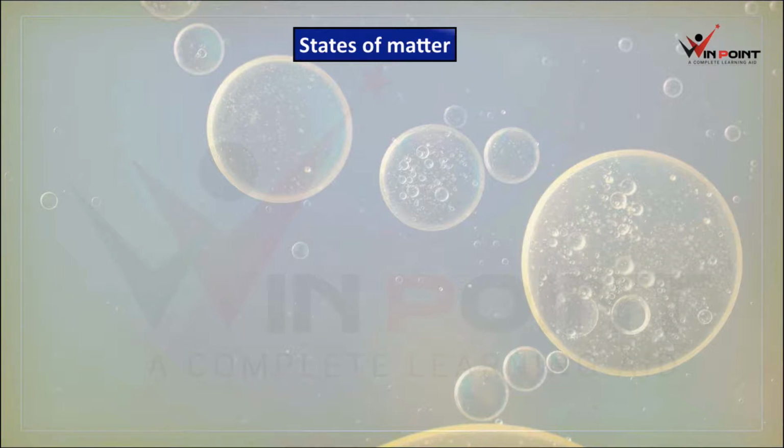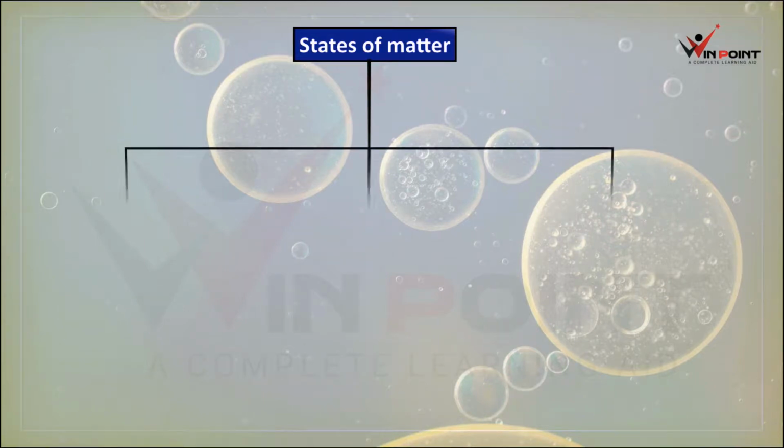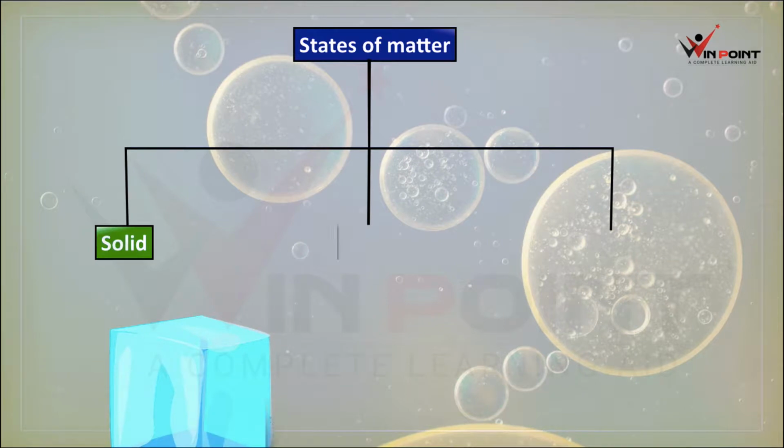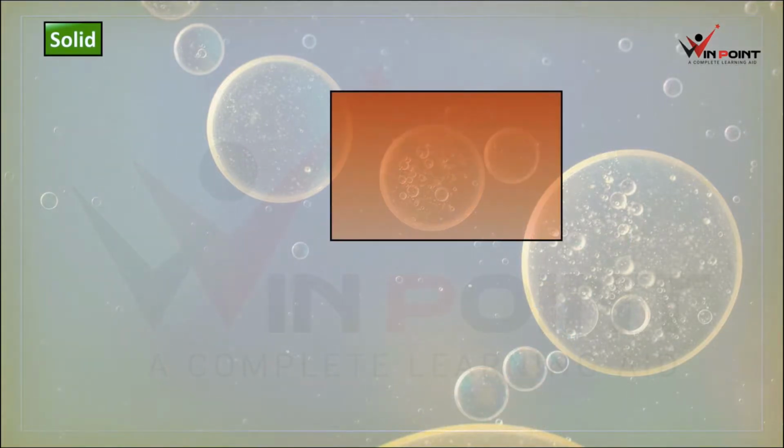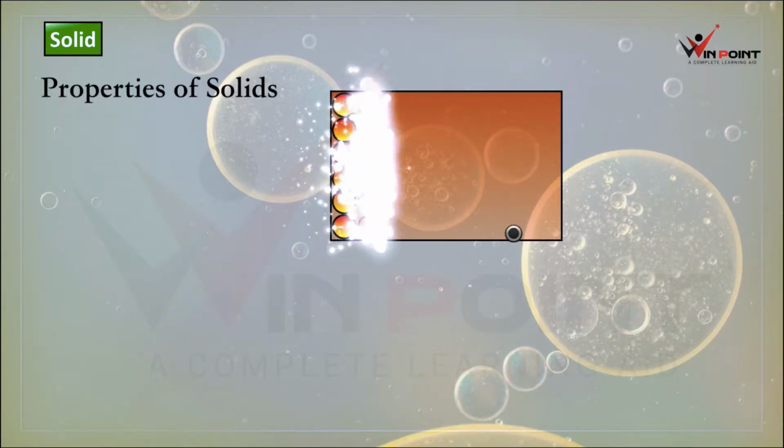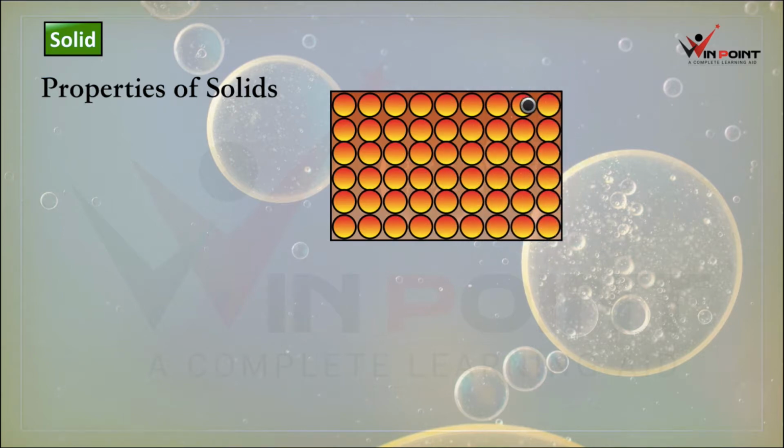States of matter. Now we are going to discuss states of matter. There are mainly three types of matter: solids, liquids and gas. Solid, liquid and gas. Now we can discuss solid, the properties of solid. It is a solid, and if we observe the solid, you can see a number of particles inside the solid. The particles are closely packed.